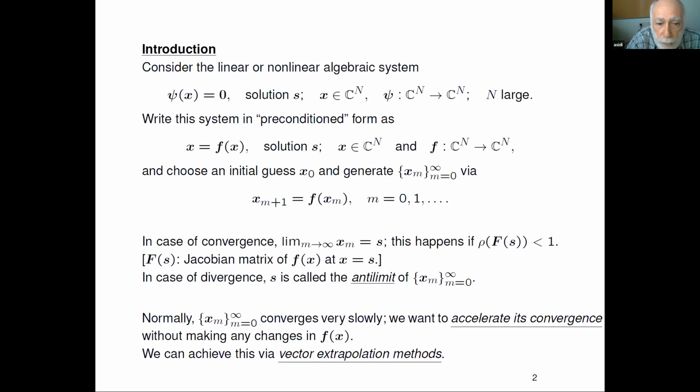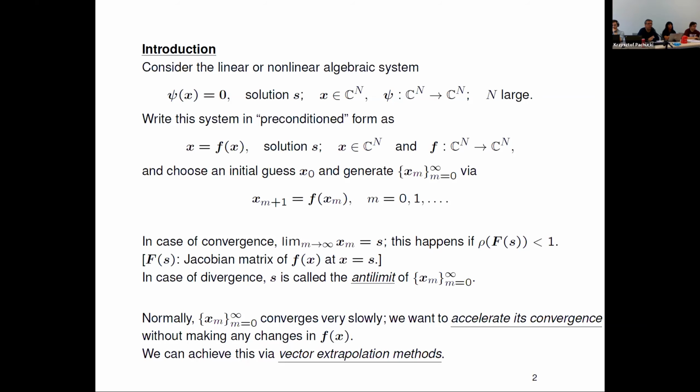Now, in case of convergence, of course, the limit of the sequence will be equal to S. It has no other choice if f is a continuous vector valued function. And this will happen only when the Jacobian matrix of the functions f of x at the solution has a spectral radius which is less than 1. In case of divergence, which can also take place, we call S the anti-limit, because the vectors of iteration are getting far away from S. You can imagine they start near S, for example, and then go to other places.